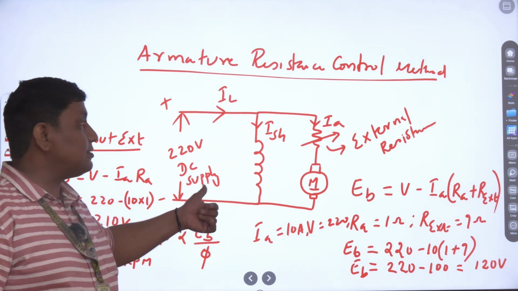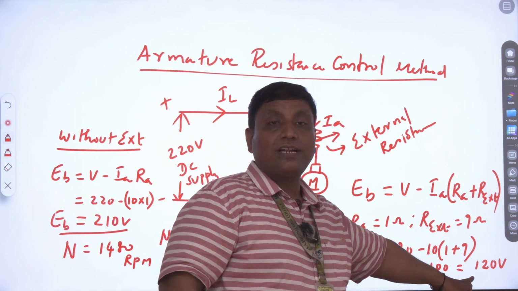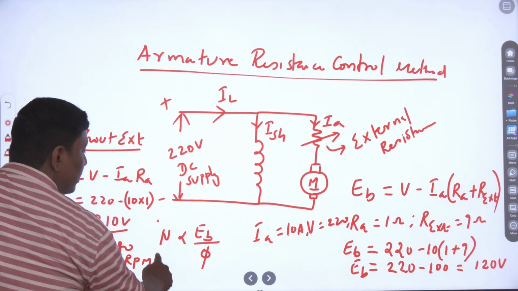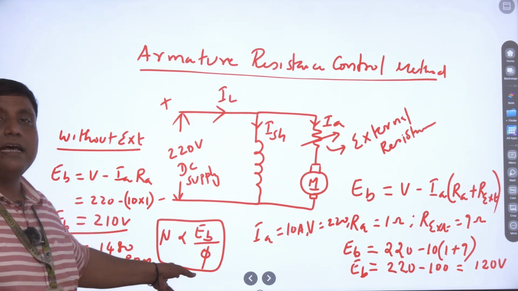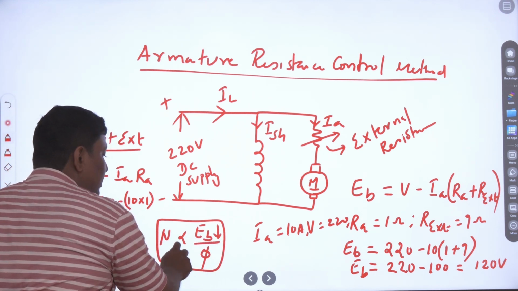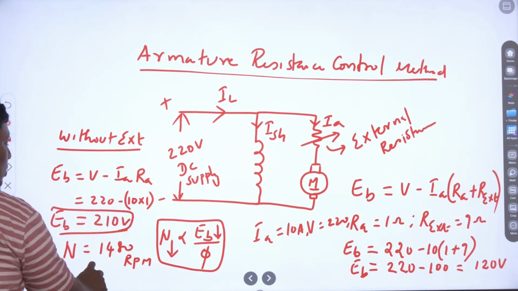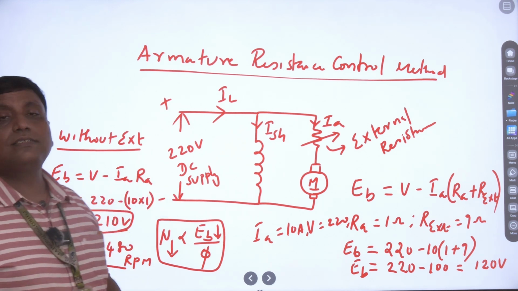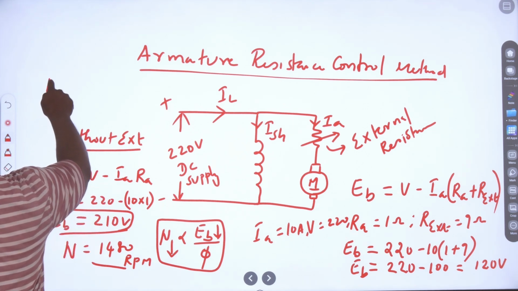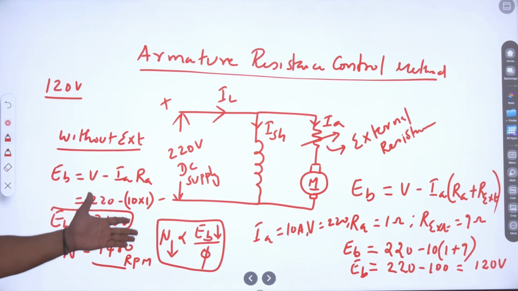Now, if you add the external resistance in series with the armature, what happens? The EB value is drastically decreased, to 120 volt, right? So definitely the speed is decreased. Why? Because we know very well N is directly proportional to EB. When the EB value is decreased, the speed also decreases. Initially the EB is 210, so the speed is 1480 RPM. Now the EB is 120 volt. We can assume the flux is also constant.